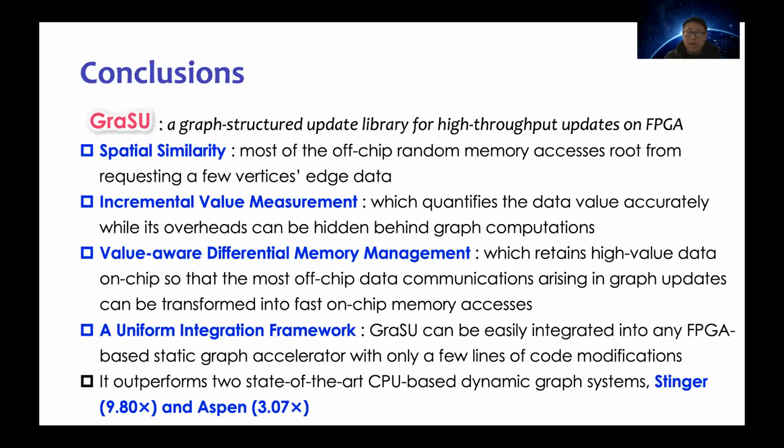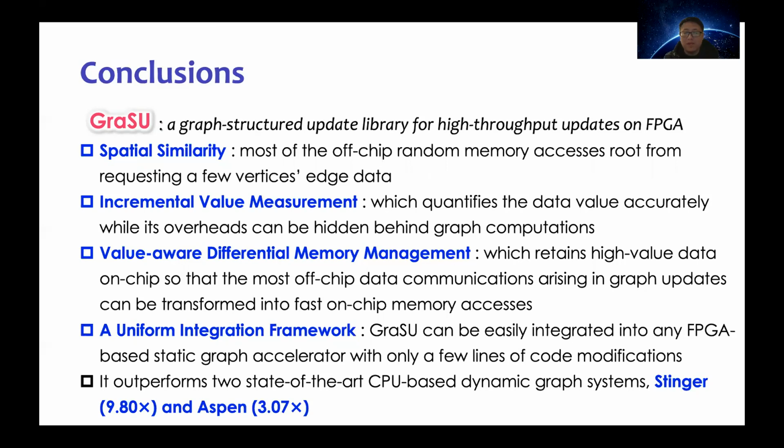In summary, we introduced a graph structured update library called GraSU for high throughput updates on FPGA. GraSU can be easily integrated with any existing FPGA-based static graph accelerators with only a few lines of code modifications for handling dynamic graphs. GraSU features two key designs: an incremental value measurement and a value-aware differential memory management.